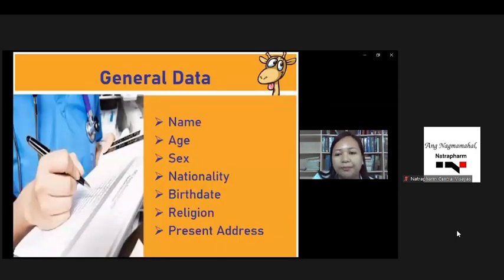So the first part of comprehensive history taking includes identifying data or the general data, which includes the name, the age, the sex, nationality, religion, address, and other relevant data applicable.